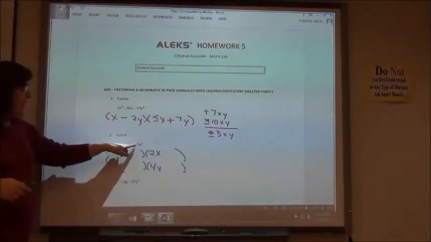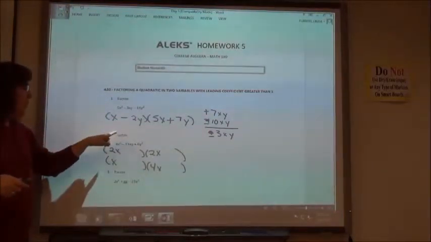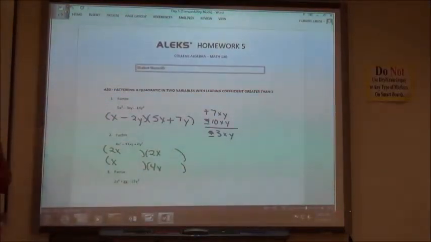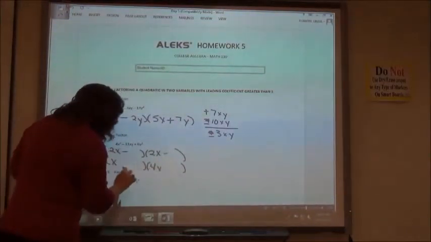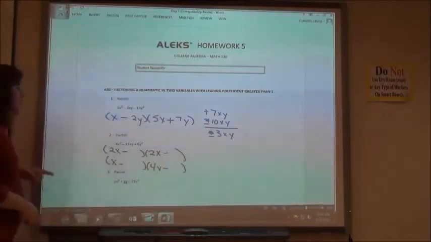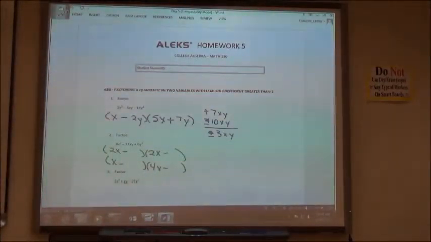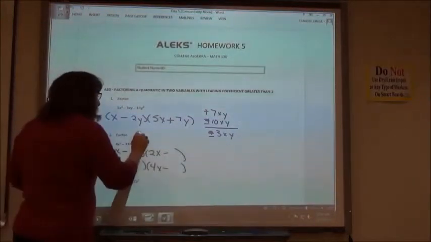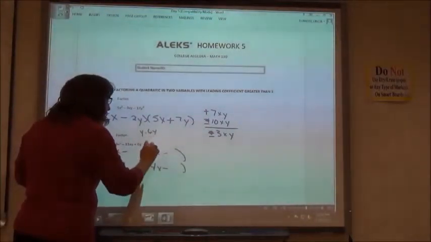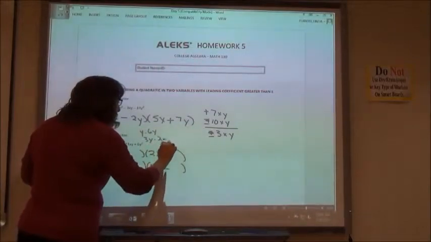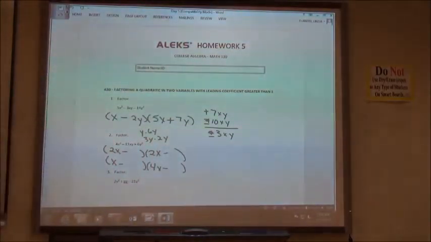My signs. The end is positive, so both signs are the same as the middle. So we know our signs are both going to be negative. Negative and a negative. Now we have a 6y squared. So if I have 6y squared, I might have a y and a 6y, or a 3y and a 2y. And I have to figure out in those things where that fits to get a minus 11xy in the middle. So I'm just kind of guessing and checking.